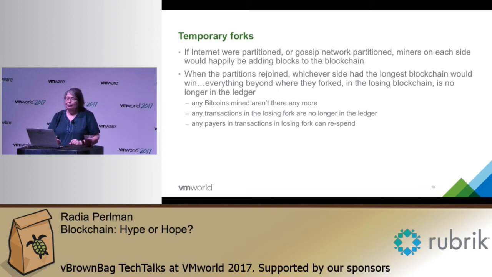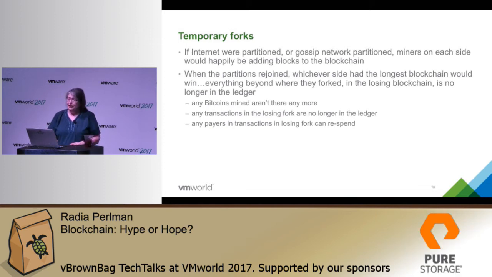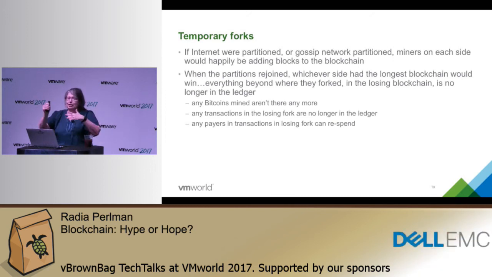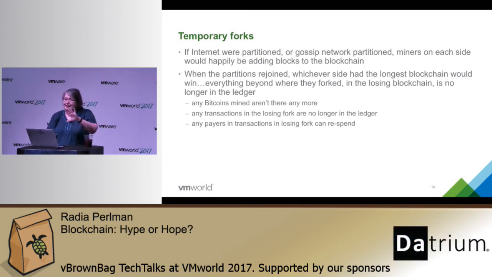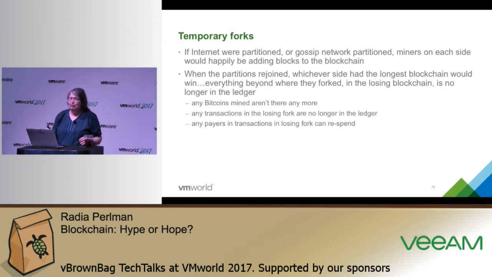So a temporary fork, if the internet were partitioned, or if the gossip network were partitioned, like the way that this stuff gets around is everyone's configured with certain addresses, and it could be that 1 or 2 guys are really on the cut set between, and if they go down, then nobody on the other side hears about it. So if there's a partition, miners on either side will happily keep creating the chain, and this can go on way longer than an hour. It can go on for days or whatever.